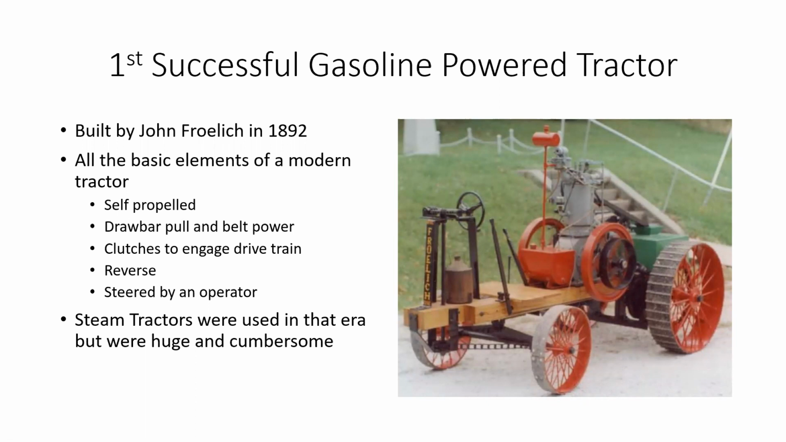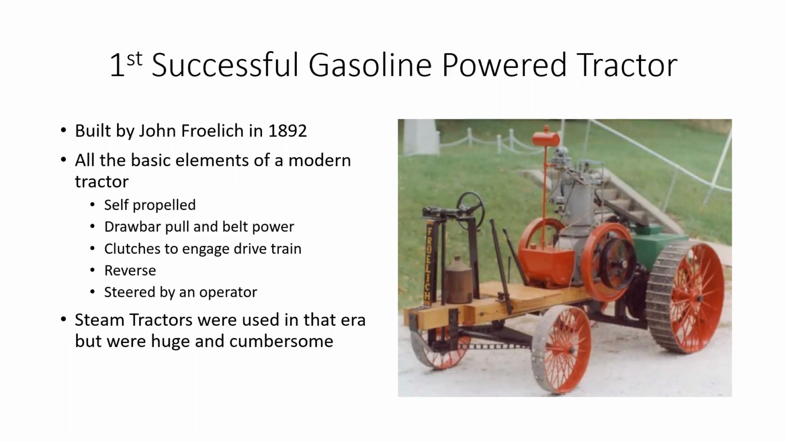So some of those basic elements are it's self-propelled, so it drives itself with the use of an internal combustion engine. It can tow things with a drawbar, and it can also provide belt power, and we'll talk about what that means. But basically, you can tow things with the drawbar, or you can power stationary implements with belt power. So we'll talk about how modern tractors do that, but those are kind of the two main things that we use tractors for.